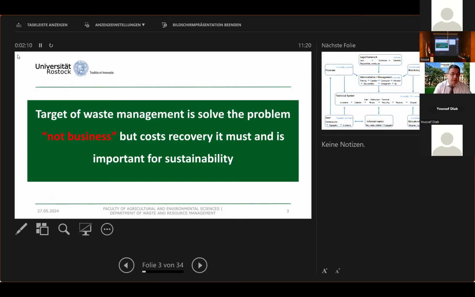I work with most countries in the MENA region on waste. In some cities, when we speak about waste management, we speak about business. The main target in waste management is to solve the problem, not to make business. But we have to speak about cost recovery. Who should pay the money? Now, in the MENA countries, about 90% is paid by the government. If we compare to Germany, to Europe, all the cost is paid by the citizen or by the industry.